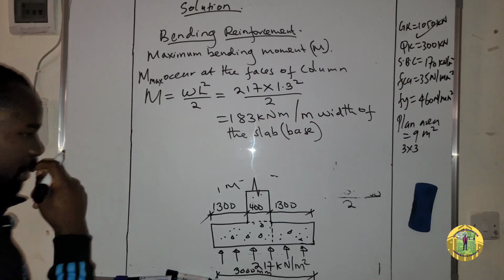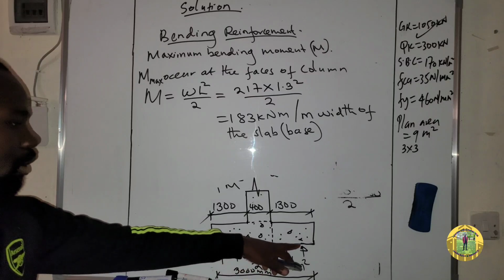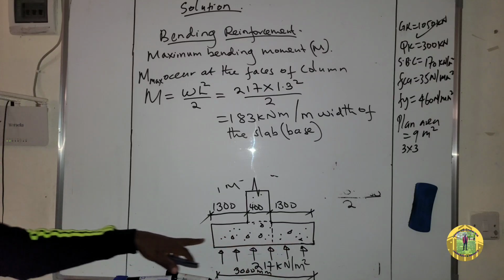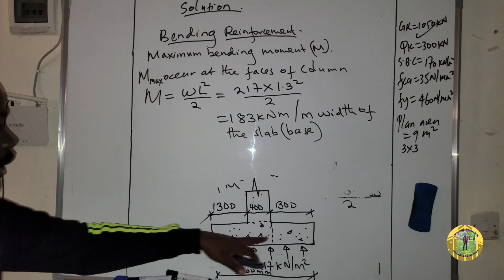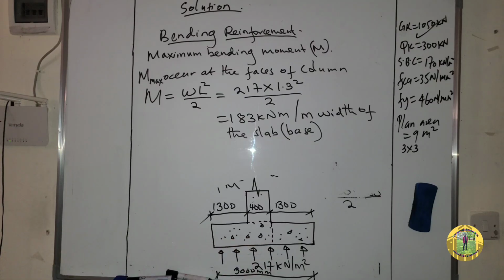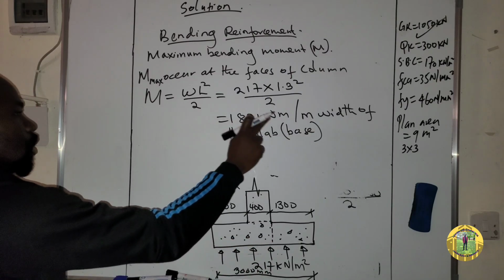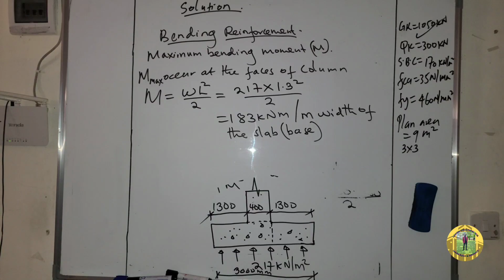This is the slab of the base, because this is a base, and we are designing it as a slab. So 183 kilonewton meter per meter width of the slab of the base. We now proceed to the ultimate moment.